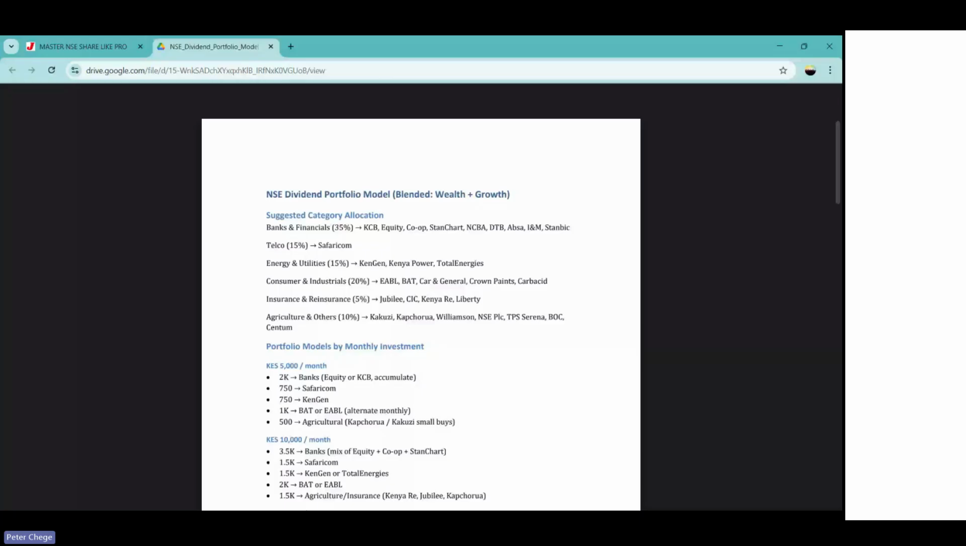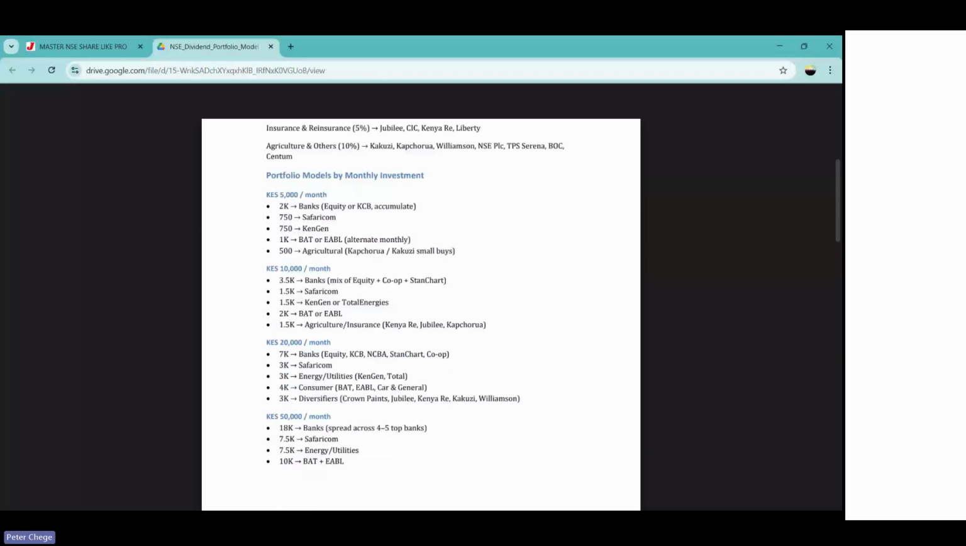You are building monthly. Remember, we are building monthly. Consumer and industry, these are EABR, BAT, in general, Crown Paint, Kakuzi, allocate around 20%. Insurance and reinsurance, 5%, because remember, insurance can be affected by anything. You don't want to put everything there. Then agriculture, you can give 10% for the shares that are giving dividends. Then if you scroll down, it has a model based on your income. If you have an income of 5,000, or even less than that, nothing stops you from getting into the NSE.